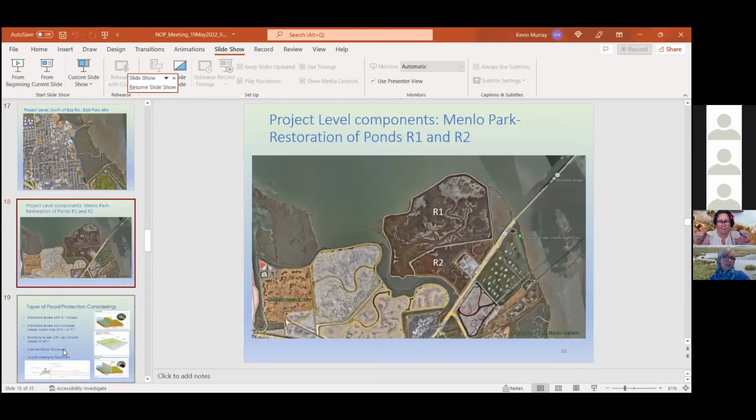This shows the project level components in Menlo Park. We're working closely with the landowner, the U.S. Fish and Wildlife Service, as well as the Salt Pond Restoration Authority to determine how best to restore these ponds. And similar to Palo Alto, we will not acquire this land, but the parties will enter into a 50-year agreement with the U.S. Forest Service to construct an engineered levee, restore R1 and R2, and for long-term operations and maintenance. We will adaptively manage and monitor the project. Next slide.